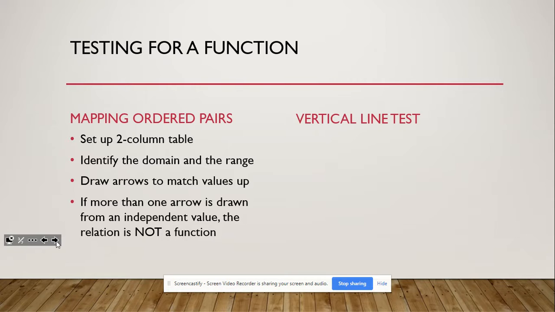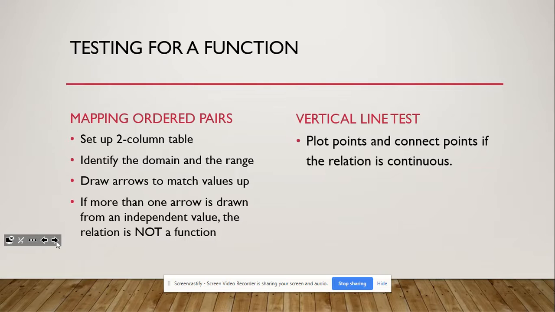The other way we can test, and we use this test when we have a graph, is called the vertical line test. If the graph is given to you, this step is not necessary. If the graph isn't given, you want to plot points and connect your points if the relation is a continuous function, meaning that it needs to be drawn.